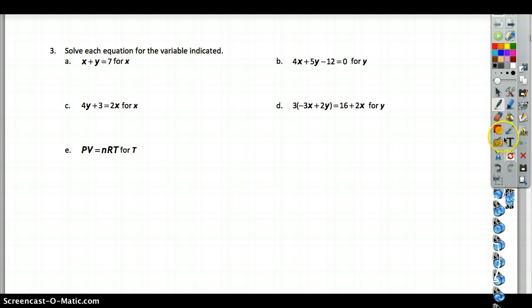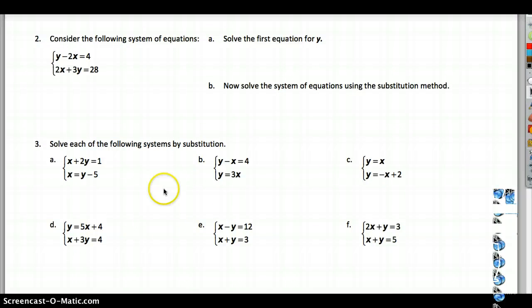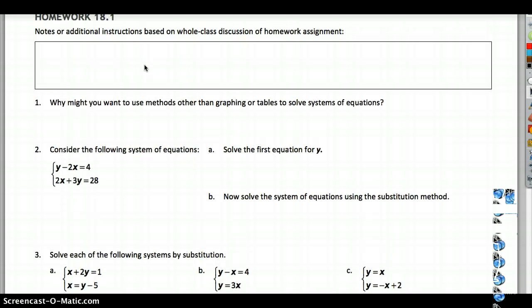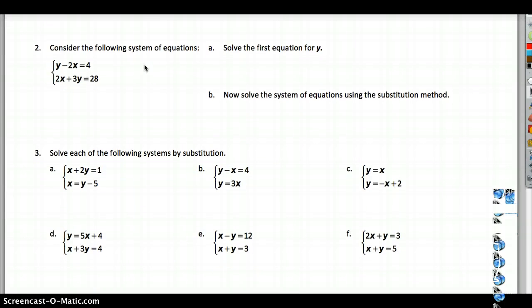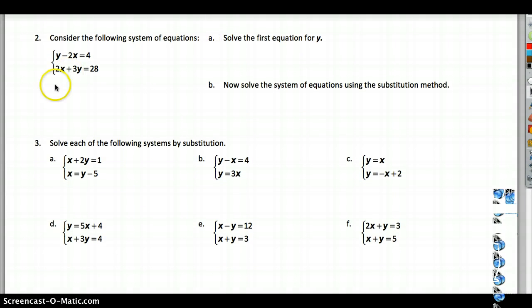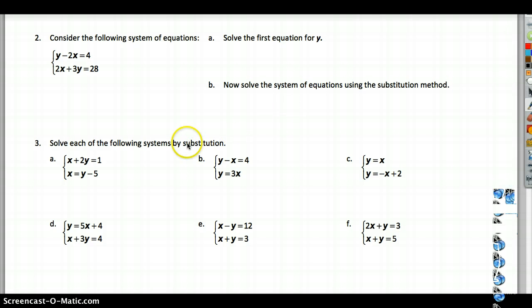All right, we're going to keep going here just for a moment and check 2 more problems from the homework last night. I want you guys to solve the system of equations. We're on the actual homework page now. Consider the following systems of equations. We've got y minus 2x equals 4, and 2x plus 3y equals 28. Solve the first equation for y. Now solve the system using the substitution method. I want to make sure that you guys really got this down. So we're going to solve the first equation for y.